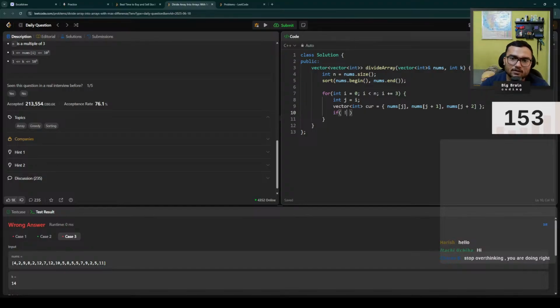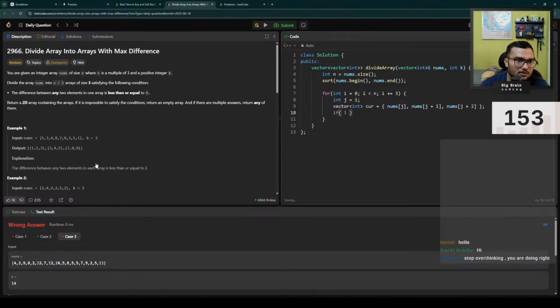If not, what do we call this? Satisfy check current, then return an empty list. Otherwise, add that bad boy to the final result. Result dot push back current, return result.